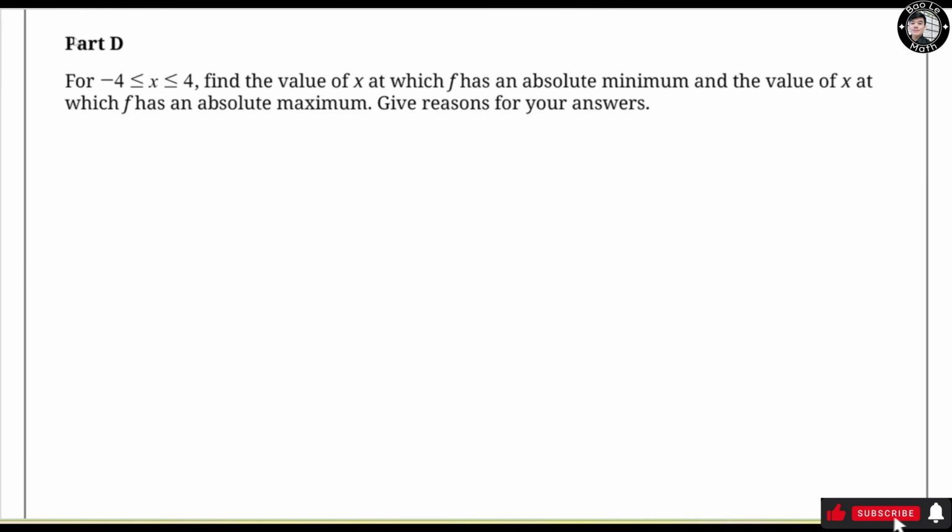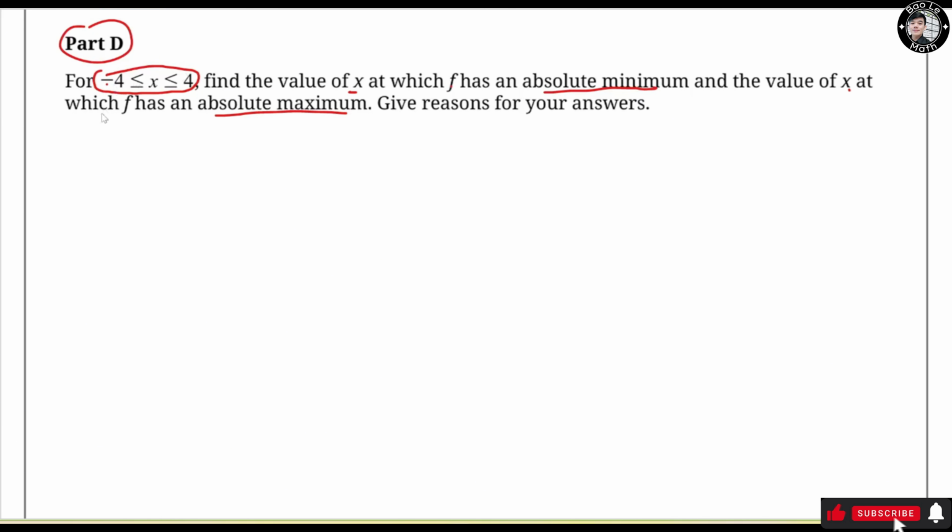Now let's move on to question D. Question D is considered the most difficult question in this exam. Now, on the interval -4 to 4, find the value of s at which f has an absolute minimum and the value of s at which f has an absolute maximum. Alright, so basically, we look at this one right here, we see that this is the closed interval. Think about the candidates test, right?